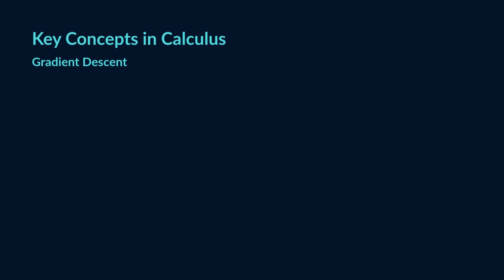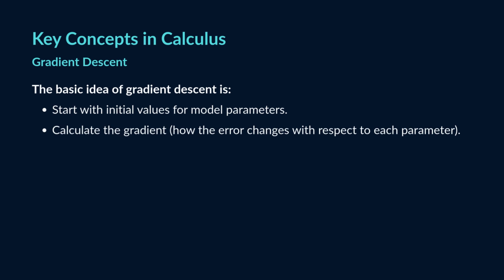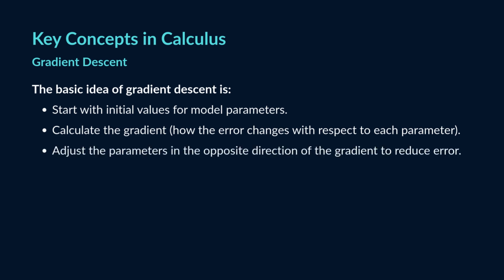Gradient descent. Gradient descent is one of the most important algorithms in machine learning and deep learning. It uses calculus to minimize a function, often called the loss or cost function, which measures how far the model's predictions are from the actual results. The basic idea of gradient descent is: start with initial values for model parameters, calculate the gradient, that is, how the error changes with respect to each parameter. Adjust the parameters in the opposite direction of the gradient to reduce error. Repeat until the error is as low as possible. Gradient descent allows AI models, including neural networks, to learn by continuously improving their predictions.